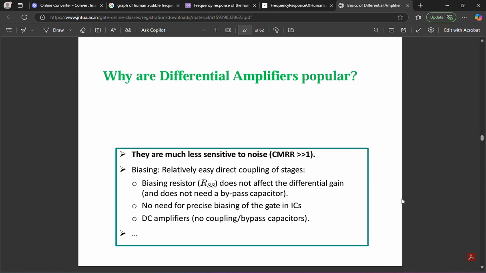So why is the differential amplifier very popular? When we have a very high common mode rejection ratio, the circuit is less sensitive to noise. That is, the circuit becomes almost immune to noise, so that you will have reliable amplification.